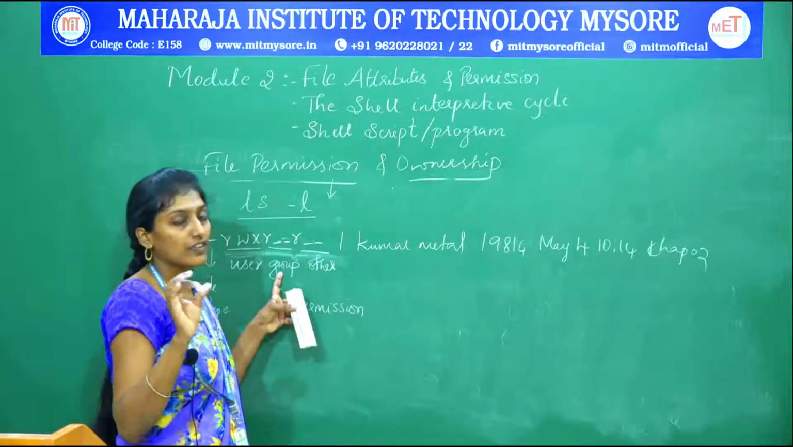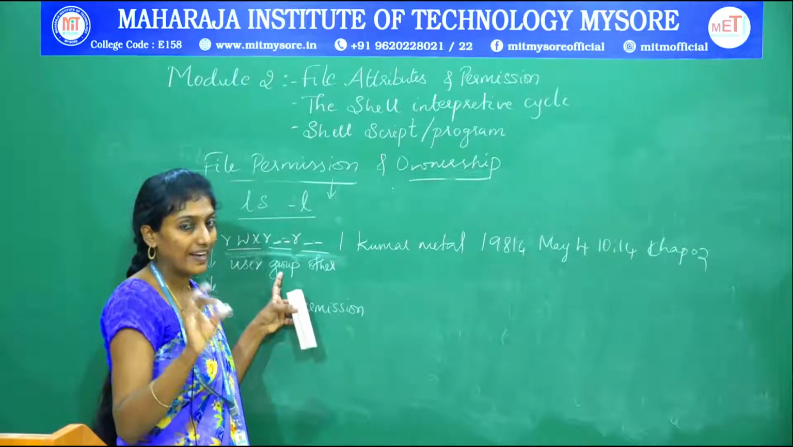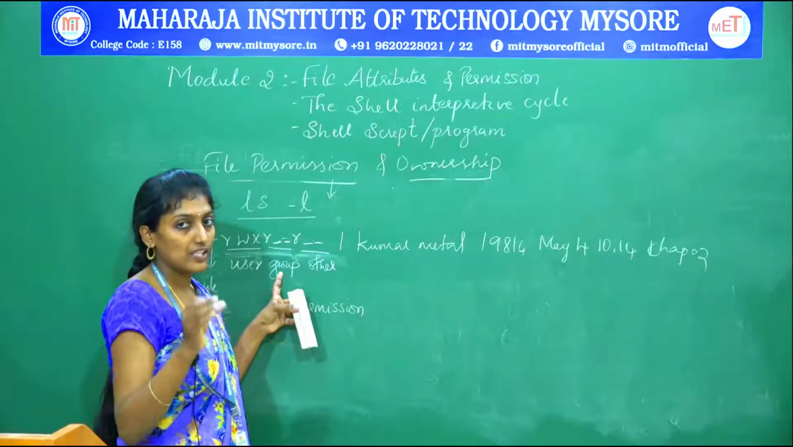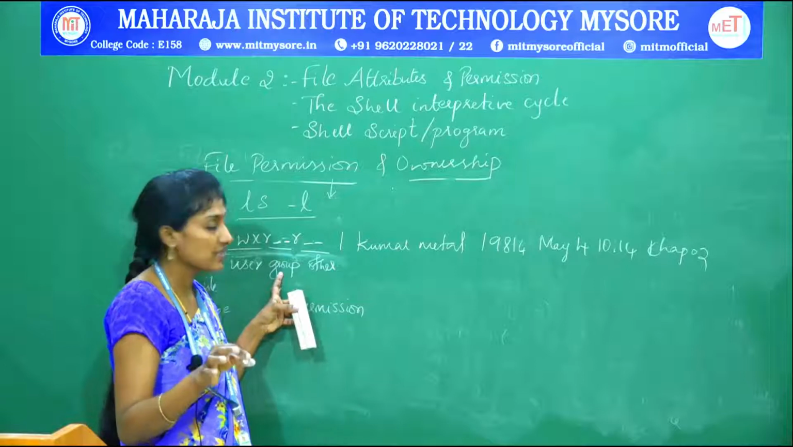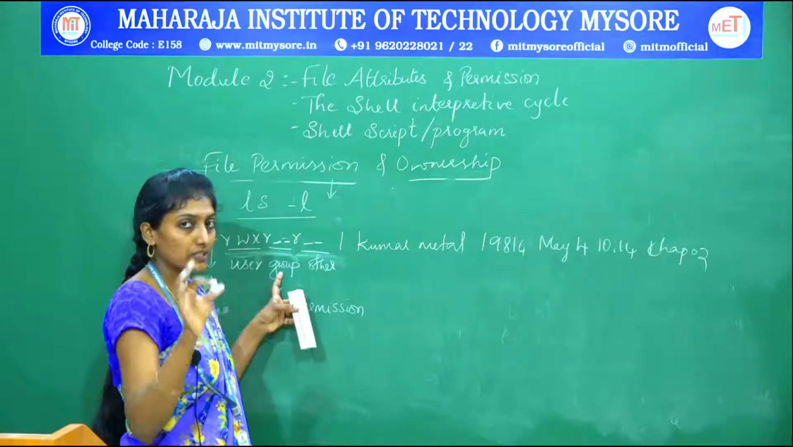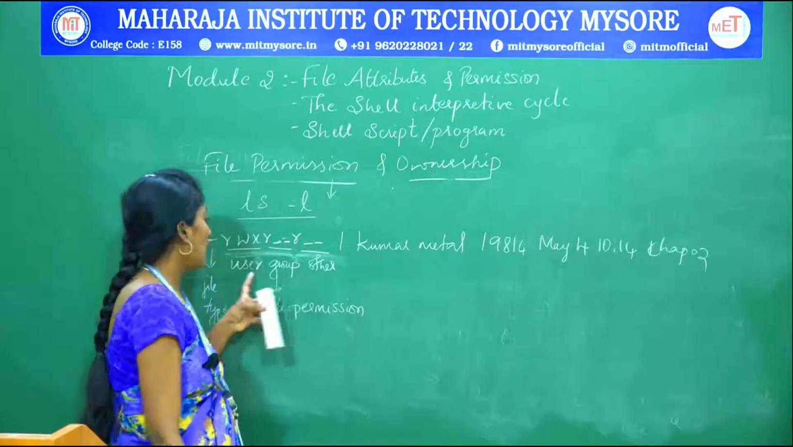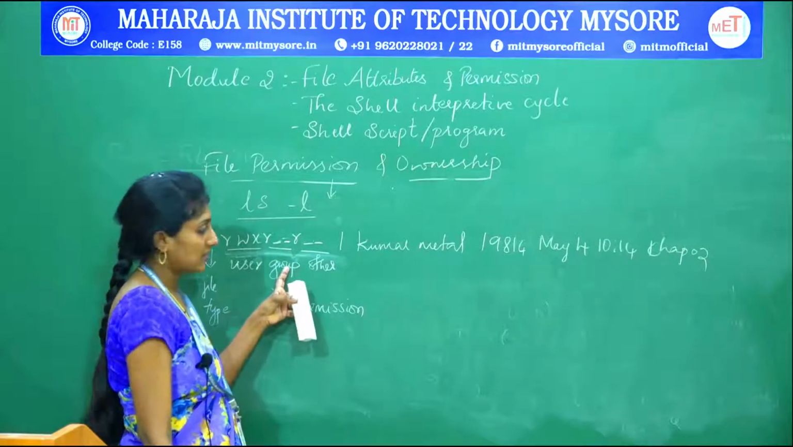Group means, for example, if I have made a file that has to be accessed only by a few users, like 4 to 5 users, then only those 5 members within the group can access that file. So that is what group represents here.